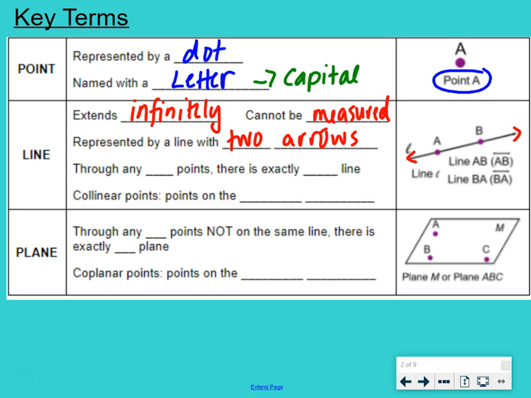It's also named by 2 points on the line, and then you can put the line over it. So you can either spell out the word line AB, or you can put AB and then put a little line symbol on top of it. It can also be named opposite. We can switch around the A and the B. Through any 2 points, there is exactly one line. Collinear points are points on the same line.